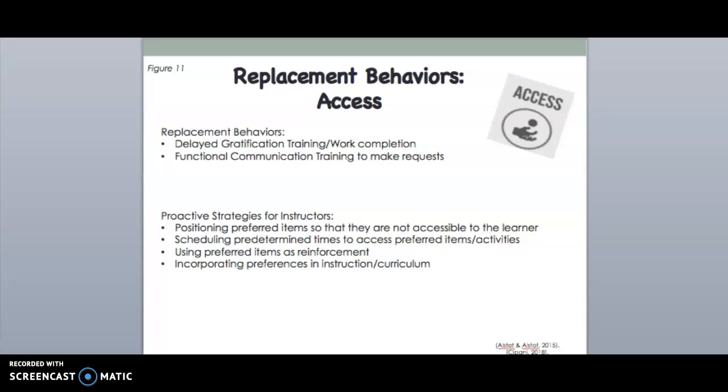Examples of proactive strategies that instructors can implement to address access-seeking behaviors can include positioning preferred items so that they are not accessible, scheduling times where access to preferred items are available, using preferred items as reinforcement, and incorporating preferences into instruction. Instructors would want to be sure to provide access to items and activities only when appropriate behaviors were being displayed.